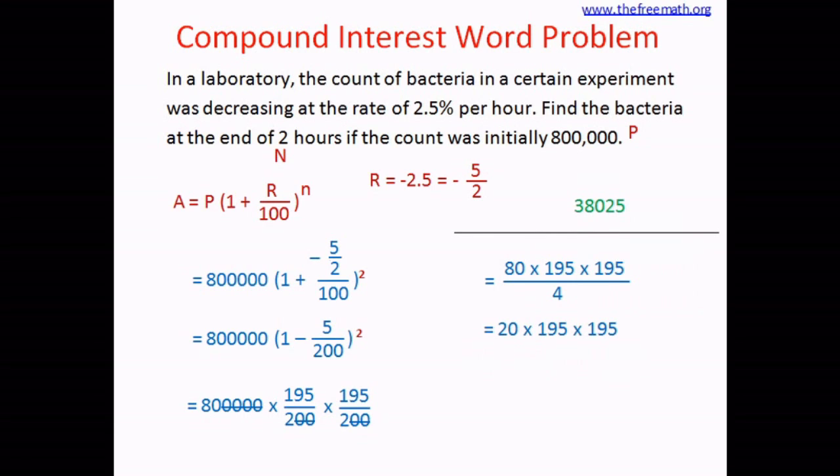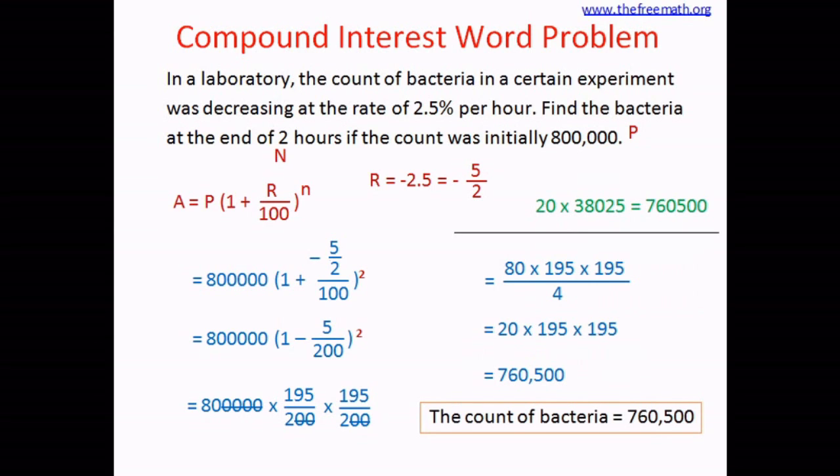So the square of 195 is 38,025. If you multiply 38,025 by 20, you get 760,500, or you can call it 7,60,500. So the count of bacteria after 2 hours is 760,500. That's the answer. So we saw how to solve an example where the rate is a fraction and the rate is negative.